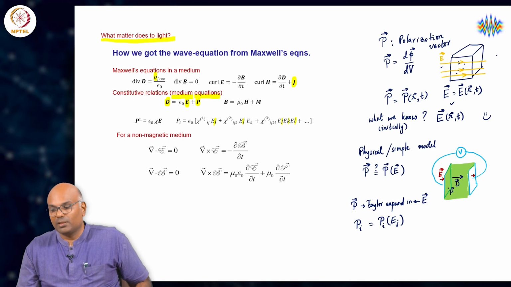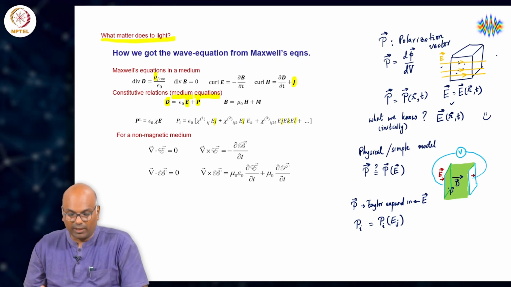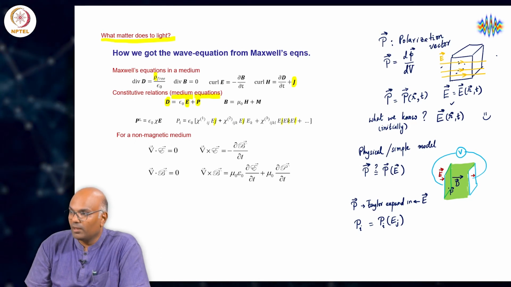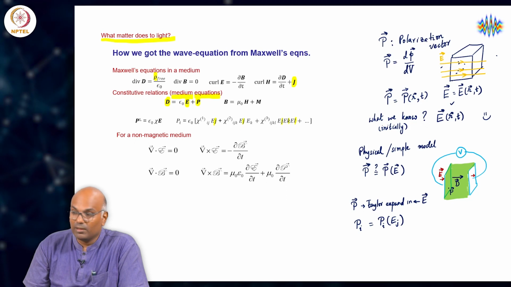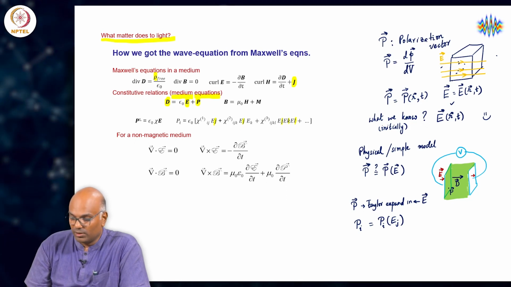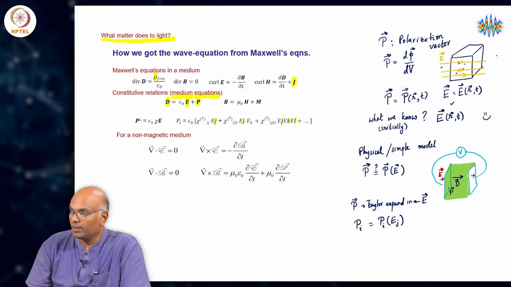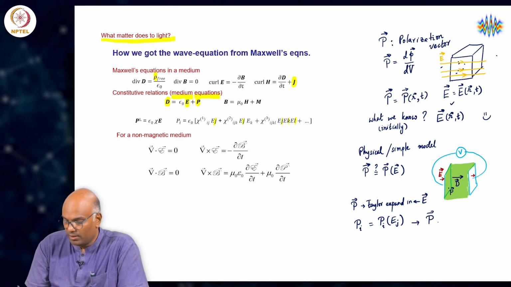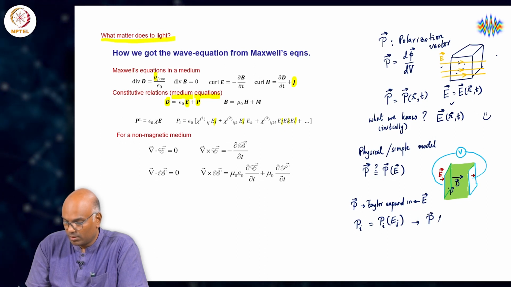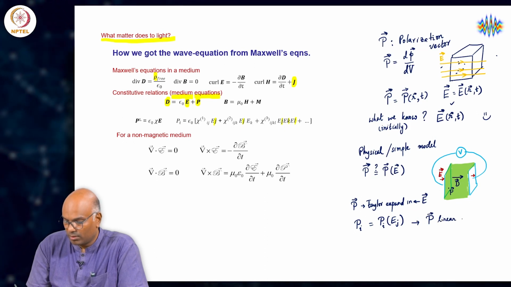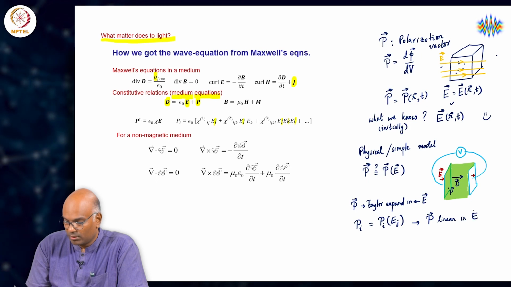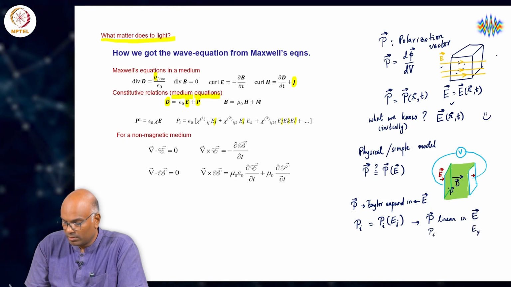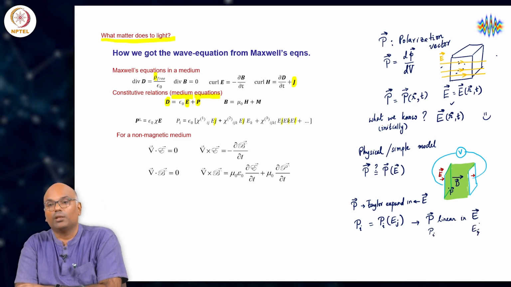The simplest assumption, the simplest form in which I can write P out in terms of E is to consider a linear relationship between P and E. P linear in E. Remember, these are 3-component vectors, Pi and Ej.